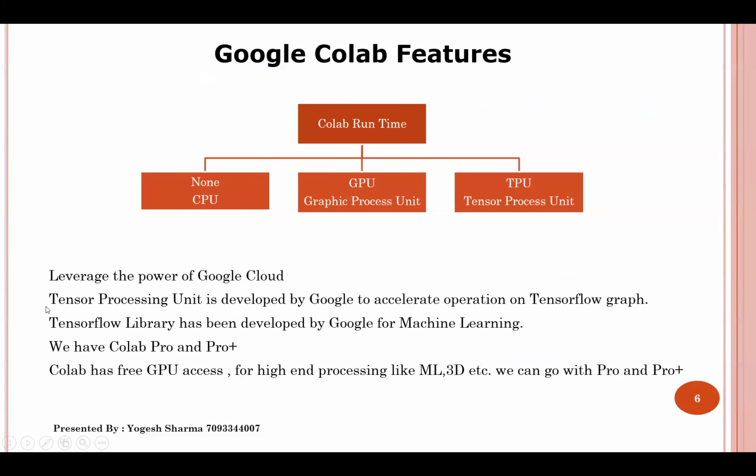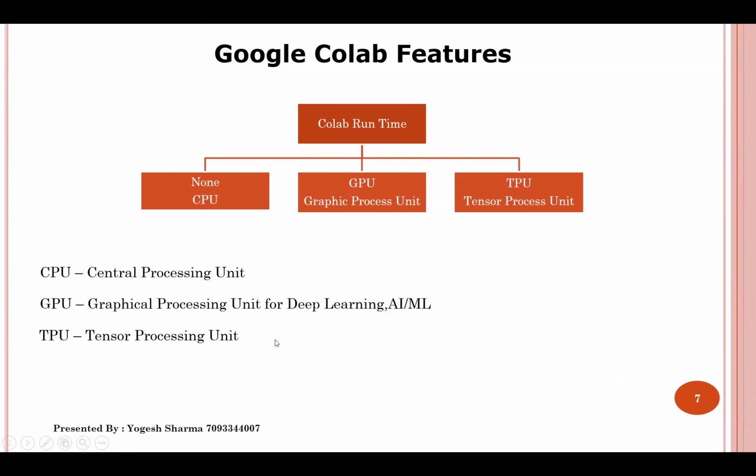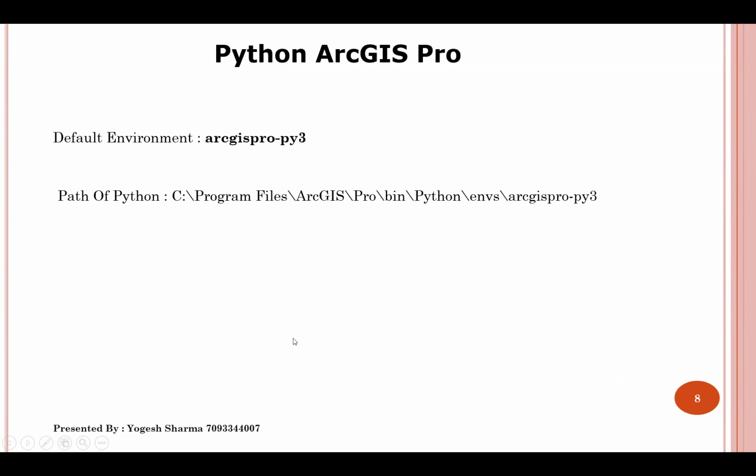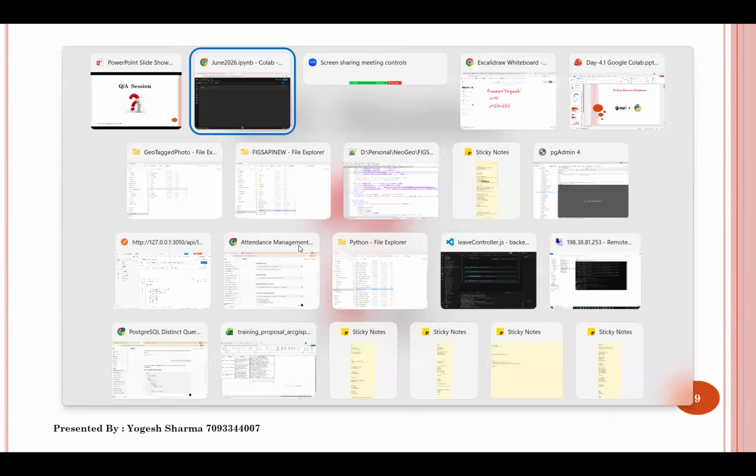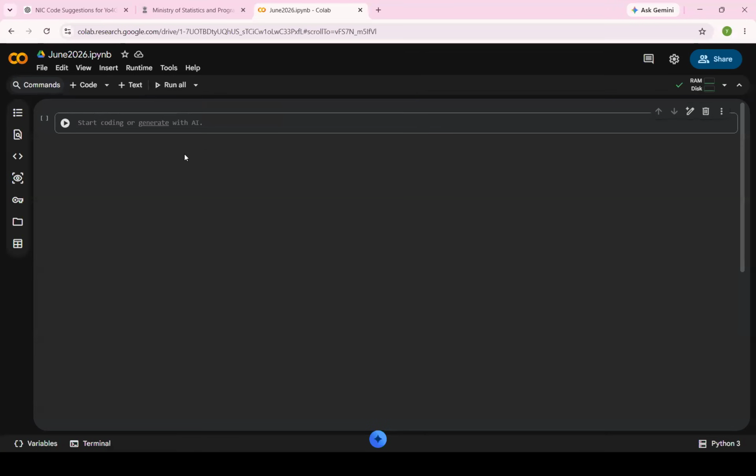The tensor processing unit is developed by Google to accelerate the operations on the TensorFlow graph. These are all things related to machine learning. You need not worry about this. The TensorFlow library is the machine learning library, Pro and Pro Plus. This is just for your knowledge. I have written here what CPU, GPU, and TPU are. Then leave it at this one. Okay, now coming to the Google Colab.